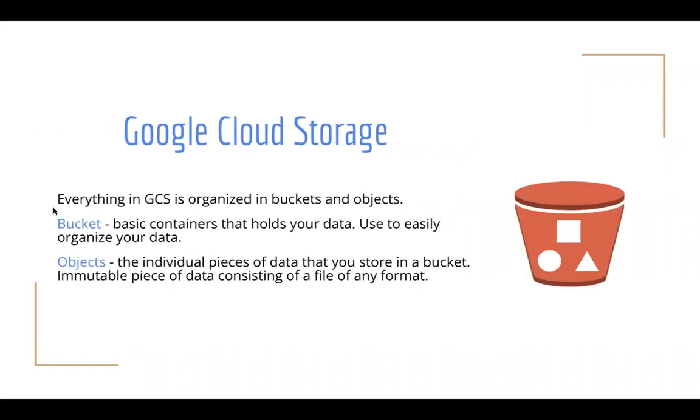So in cloud storage, everything is stored in a bucket, right? A bucket is like a container that stores everything. It organizes objects inside it, and objects are the individual pieces of data inside the bucket. Say for instance, this image here can depict a bucket, and then this rectangle, triangle, and circle in there are the objects. So you can't store data in GCS without creating a bucket first, right?